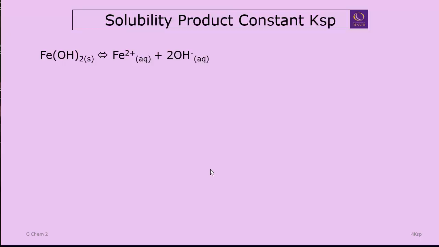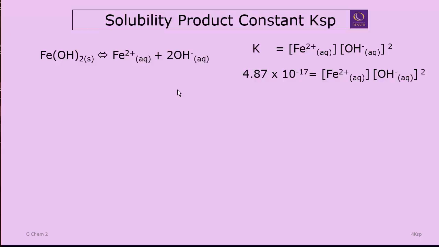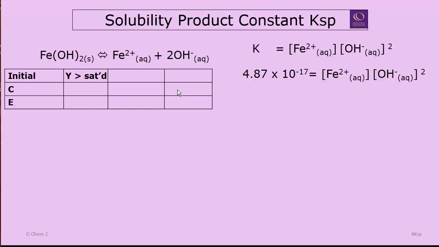Here's something different. It's iron 2 hydroxide. It is, again, a 1 to 2, so you know the pattern that's going to fall in. Okay, do your ice table. Nothing really changes.